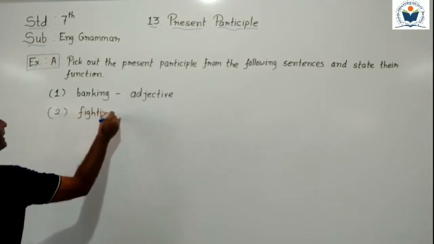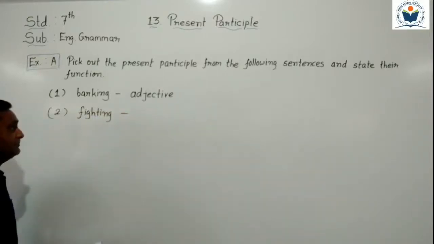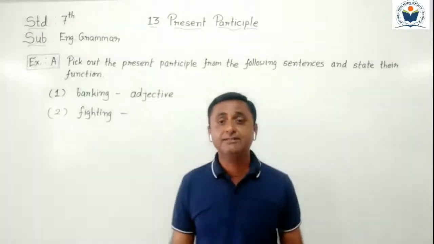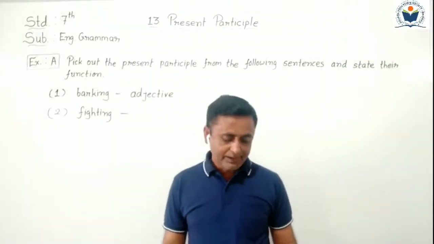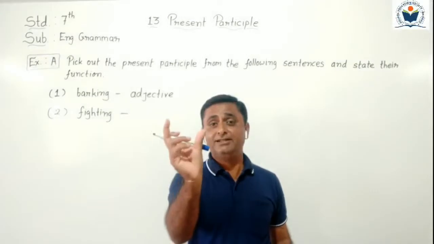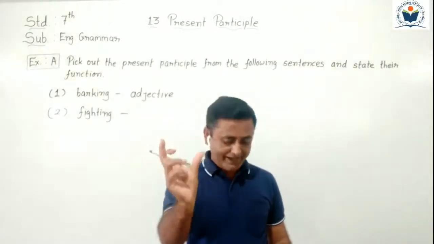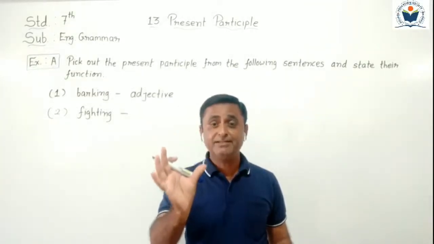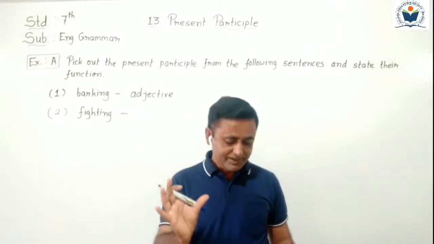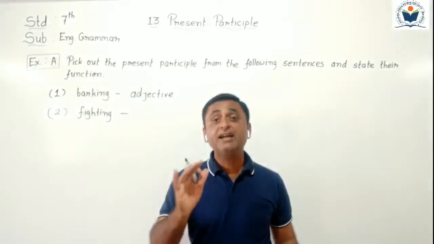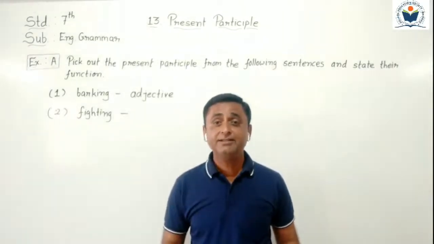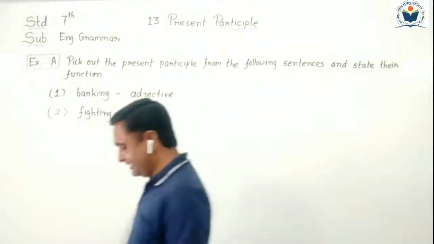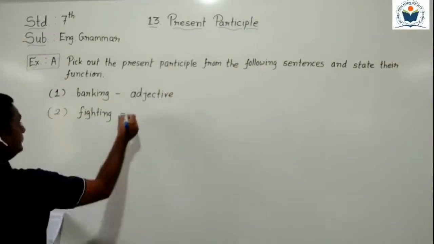F-I-G-H-T-I-N-G. Fighting is used as a present participle here. But what is the function of fighting here in that sentence? Can you identify? Here fighting for a prize is a group of words, so we can say that it is a phrase. It is a phrase here. But which type of phrase here? It's an adjective phrase. We can say that fighting for a prize is an adjective phrase here. So our answer becomes adjective phrase.